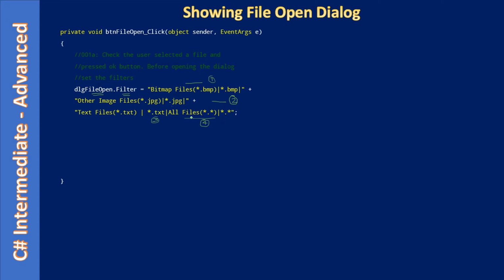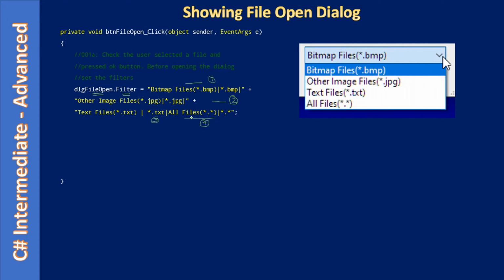So first we set filters to the DLG FileOpen. We haven't yet opened the file. Once you set the filter, user can use this drop down arrow key, and in the drop down you can see all the filters appearing here. So that's the first filter, other image file. This is the second filter, JPEG, and the txt file here we are testing. This is the third one, and the fourth one is the all file.